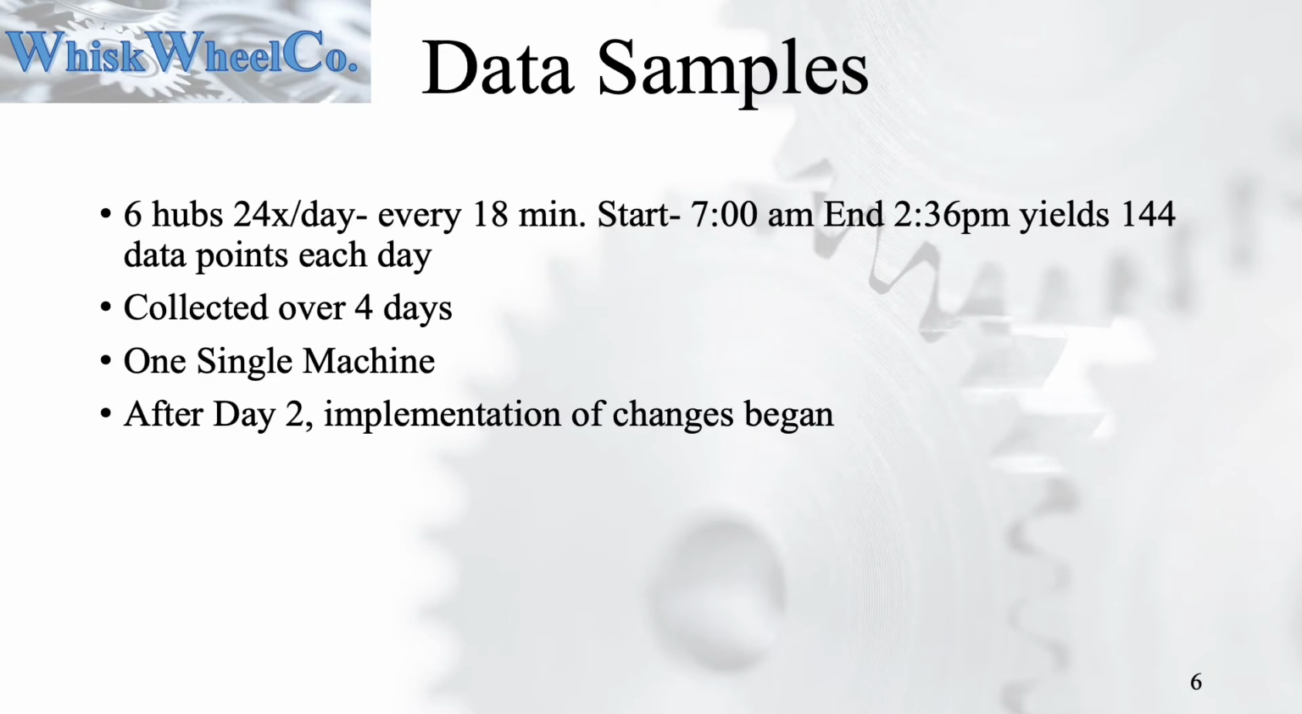Data samples were collected from 6 hubs 24 times per day, which was set at every 18 minutes, started at 7 a.m. and ended at 2:36 p.m., and that yielded 144 data points each day. The data was collected over 4 days from one single machine, and after day 2, implementation of changes began.